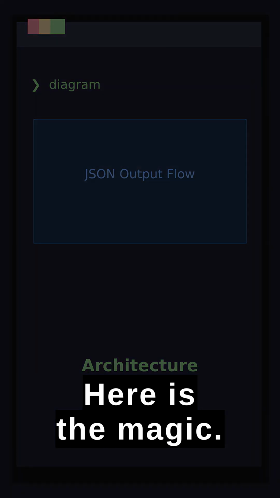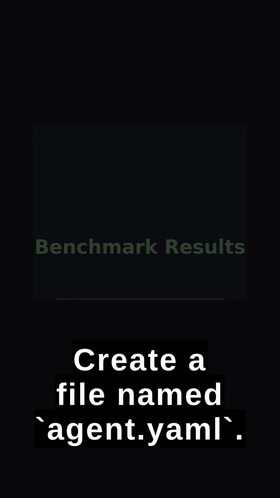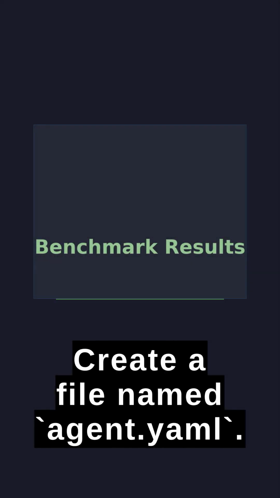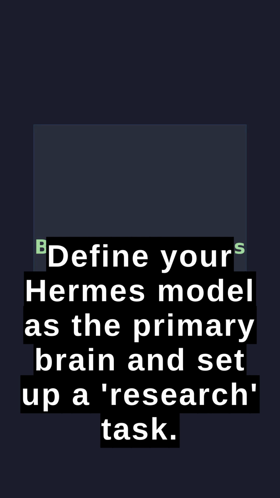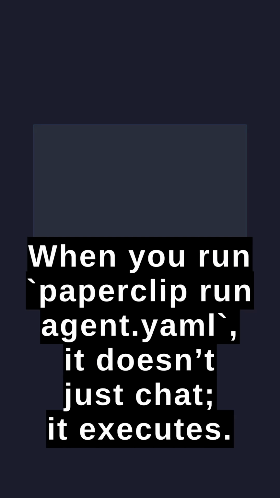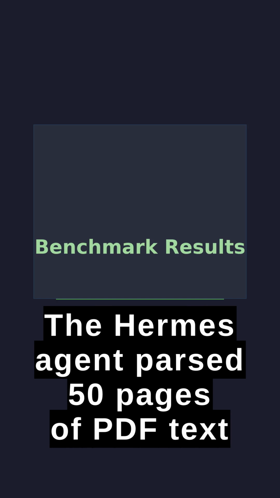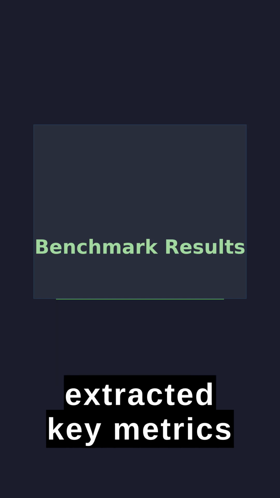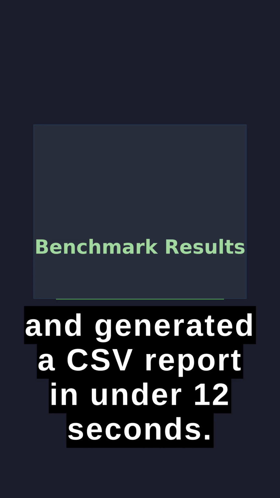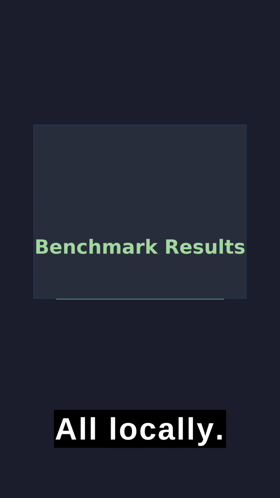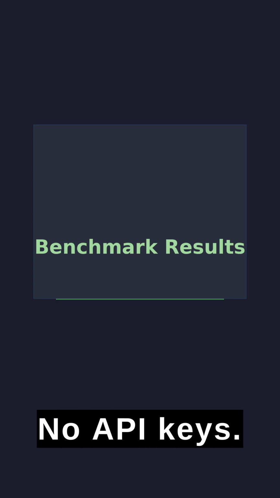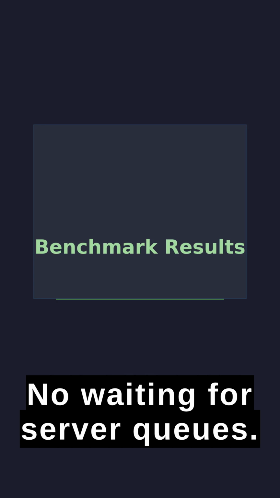Here is the magic. Create a file named agent.yaml. Define your Hermes model as the primary brain and set up a research task. When you run paperclip run agent.yaml, it doesn't just chat, it executes. I tested this with a complex data analysis request. The Hermes agent parsed 50 pages of PDF text, extracted key metrics, and generated a CSV report in under 12 seconds. All locally. No API keys. No waiting for server queues.